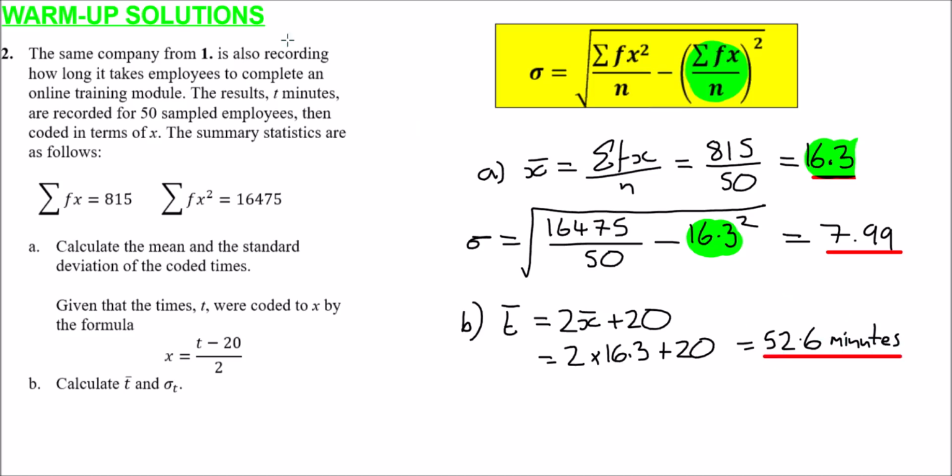And you need to recall the standard deviation is not affected by a shift in the data. So if we just take away 20 from all the times, that won't affect the spread. The only thing that will affect the spread is this factor of 2 here. So we've divided by 2. Therefore, for the standard deviation of the actual times, we need to undo the dividing by 2 and multiply by 2. So that's going to be 2 lots of the standard deviation of the coded times. So it's going to be 2 lots of 7.99.